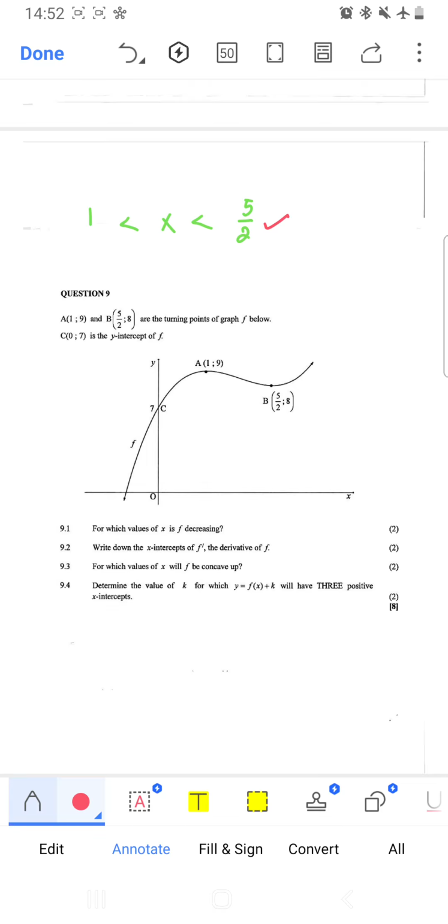We continue to 9.2. Write down the x-intercepts of the first derivative of f. Yes, that's the first derivative of f.